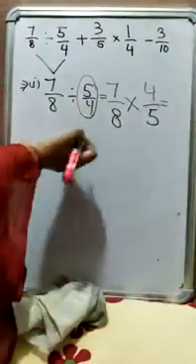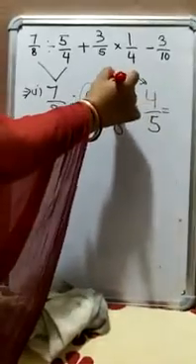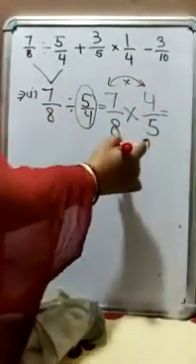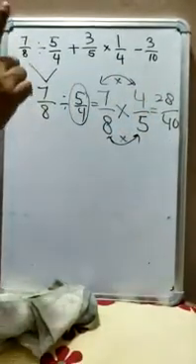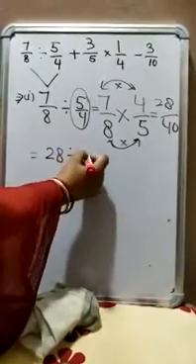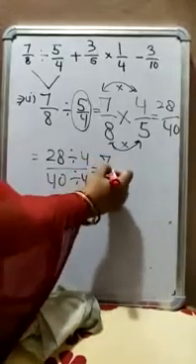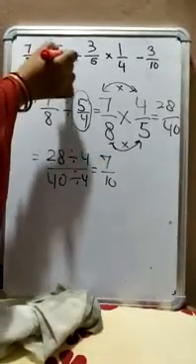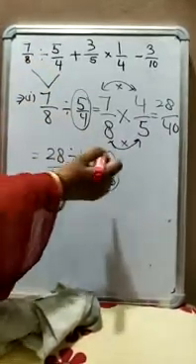Now we have to do multiplication. Numerator will be multiplied with numerator, and denominator will be multiplied with denominator, correct? So 7 4s are 28 by 8 5s are 40. Now we will convert this 28 by 40 to the lowest term. If we divide 28 by 4, then we have to divide 40 also by 4. So it is 7 by 10, right? So after division, 7 by 8 divided by 5 by 4 is 7 by 10.